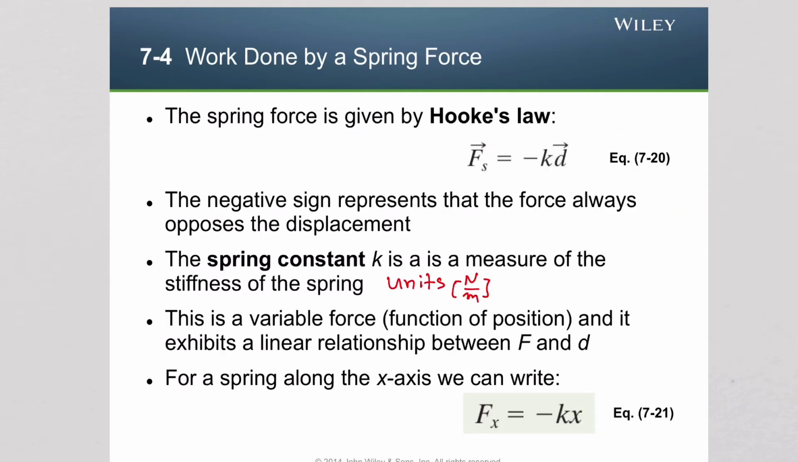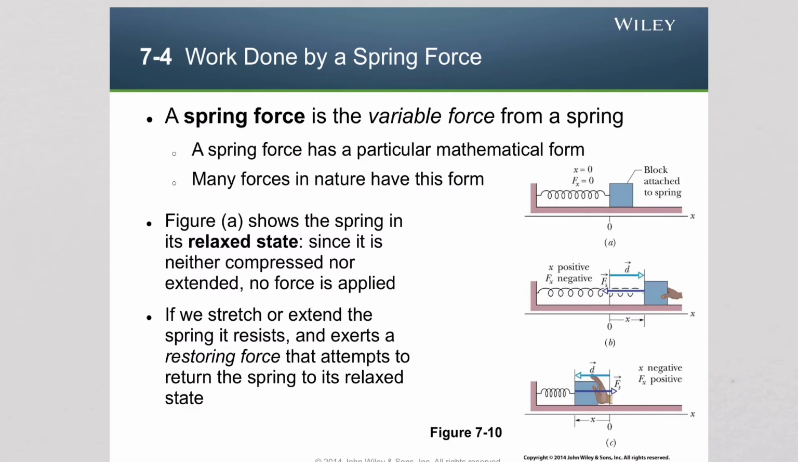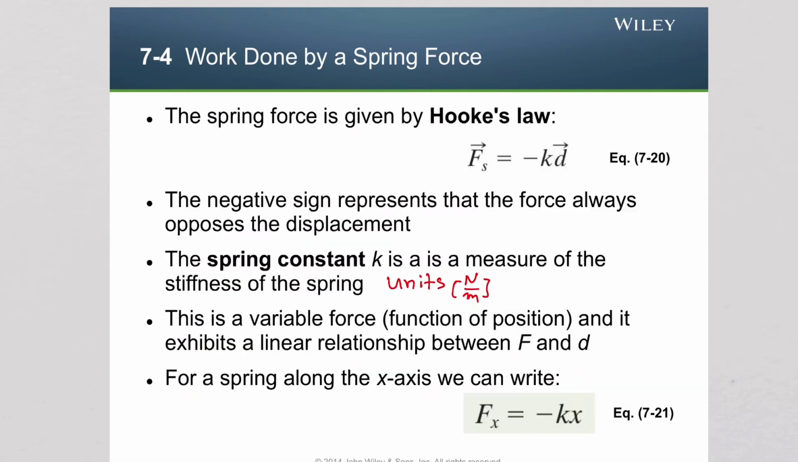This restoring force, or the spring force, is given by Hooke's law, which states that the spring force is proportional to the displacement as vectors, and the constant of proportionality is k. The minus sign here indicates the fact that the spring force is always directed opposite to the direction of displacement. So here the displacement is to the right, the spring force is directed to the left. Here the displacement is to the left, the spring force is directed to the right. So the negative sign represents the fact that the force always opposes the displacement.